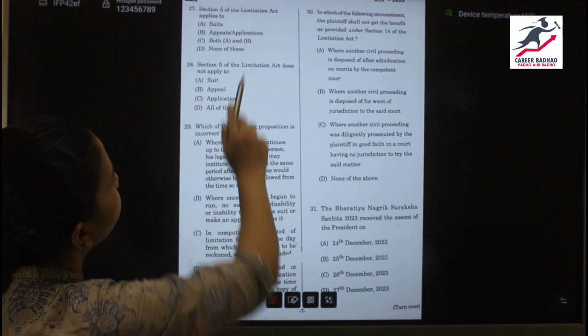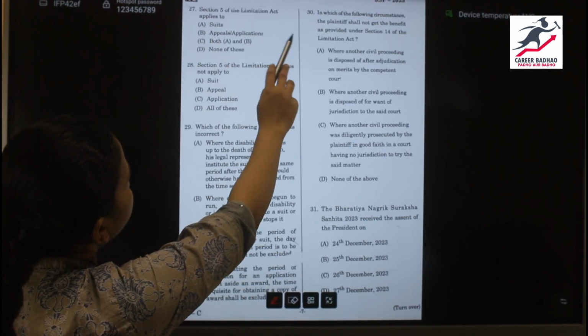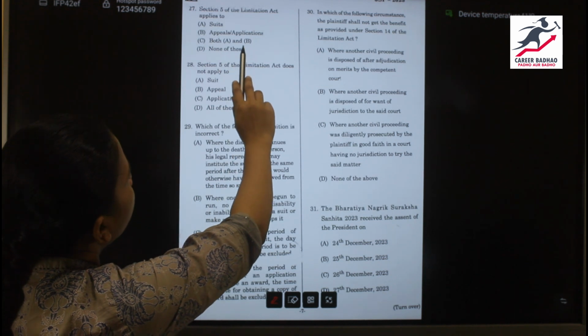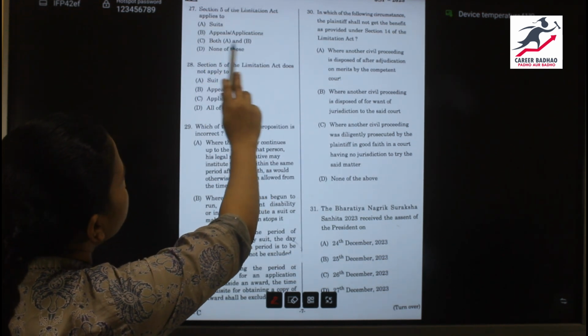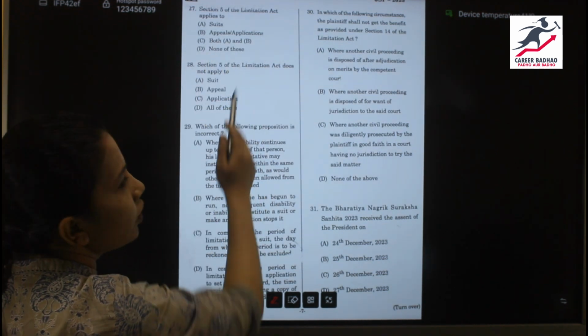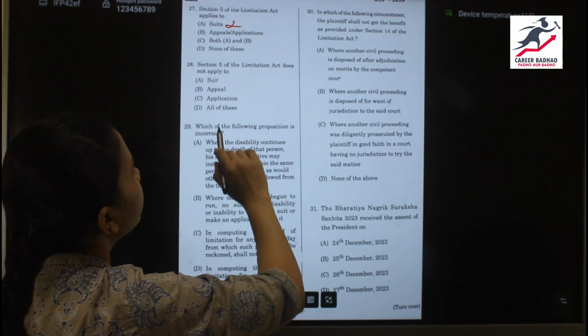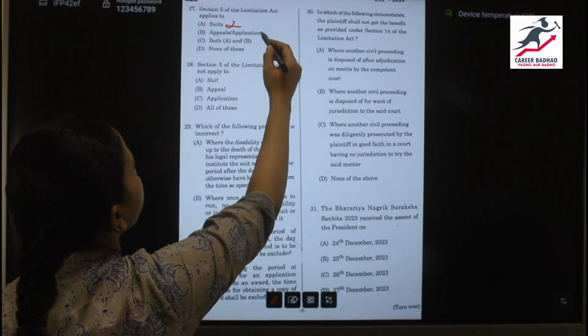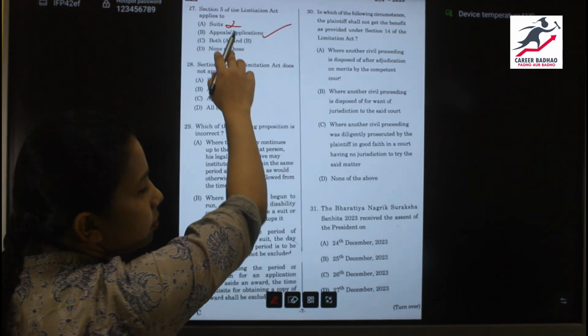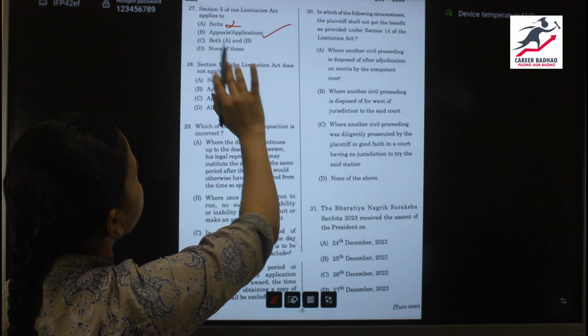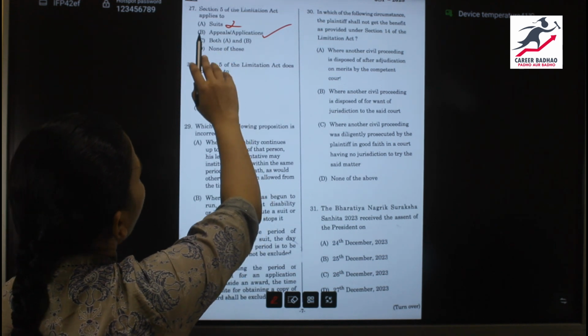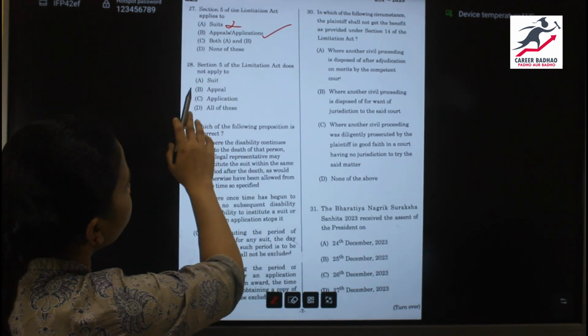Let's move to question number 27. Section 5 of the Limitation Act applies to suits, appeals or applications, both A and B or none of this. We all know that section 5 does not apply to suits, so option A is eliminated, but it applies to appeals and applications. And this does not apply to suits as well as execution applications. So the correct answer is option number B. Let's move to question number 28.